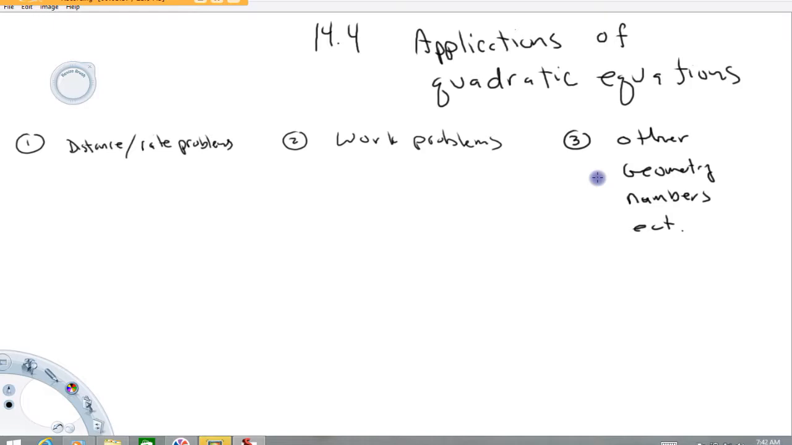When you are looking at these, or when you're on your test, I want you to very deliberately classify and ask yourself, what type of problem am I looking at? Am I looking at a distance rate problem? Am I looking at a work problem? Or am I looking at something else, maybe a geometry problem or a problem about numbers? Now we're going to talk about these things individually.